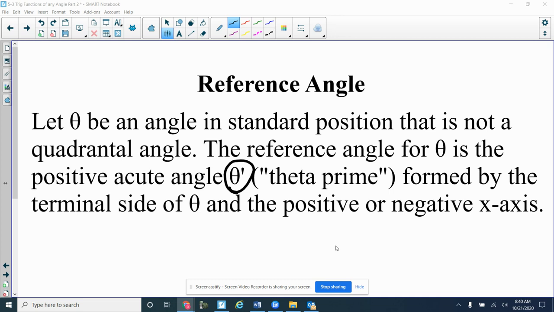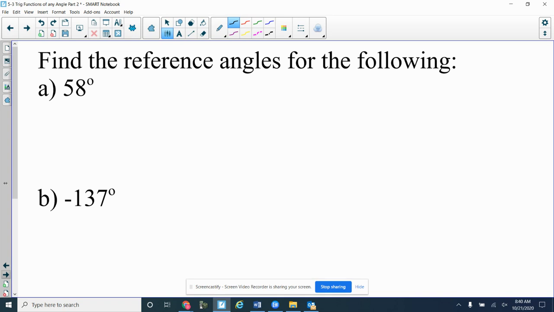So that theta prime, that's what refers to the reference angle. That's a symbol that's used for that. For example, if we've got, actually I want to make one up here first. Okay, let's go to part B first. Negative 137 degrees. Now think about this.